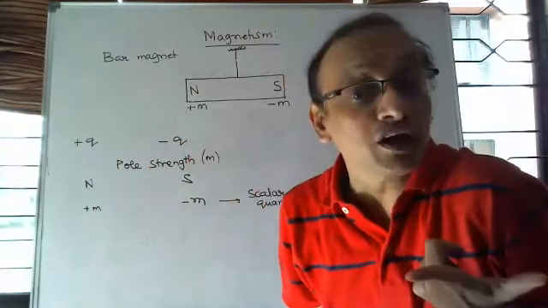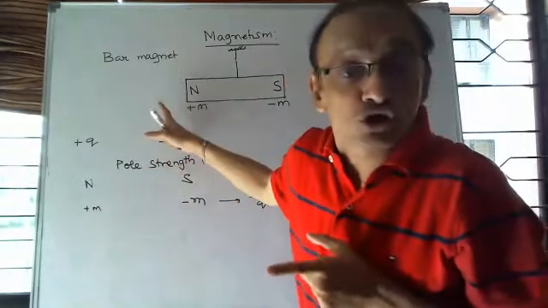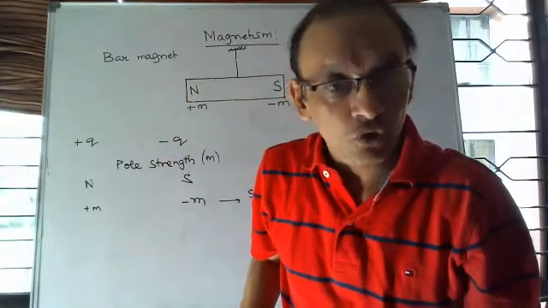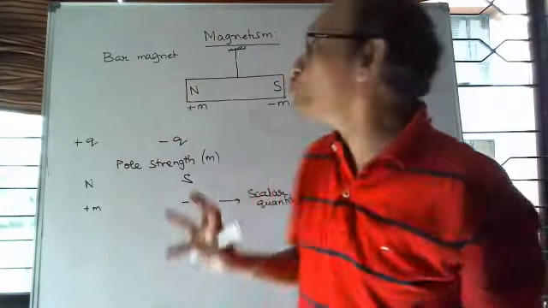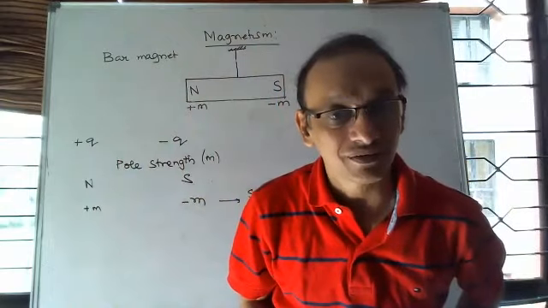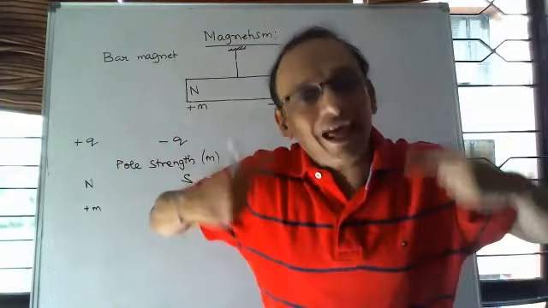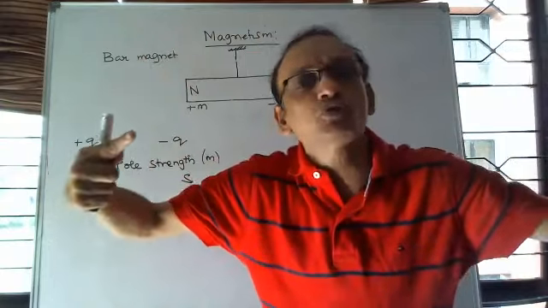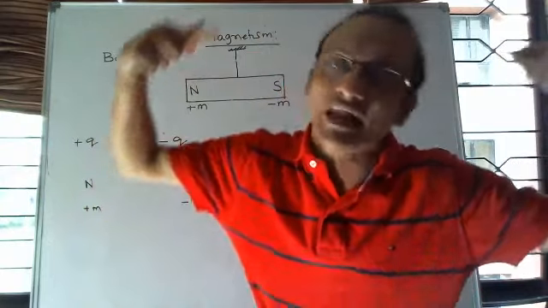Although charges could occur in isolation, poles can't occur in isolation. You can't have an isolated north pole. You can't have an isolated south pole. But for calculations, we imagine isolated north poles and isolated south poles.